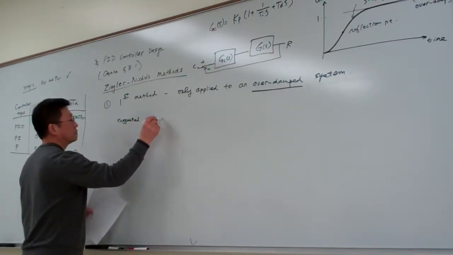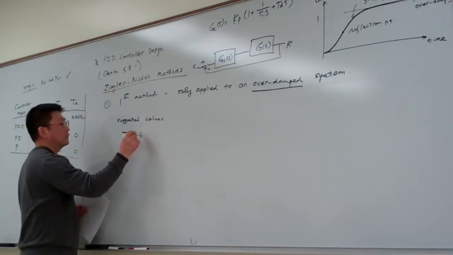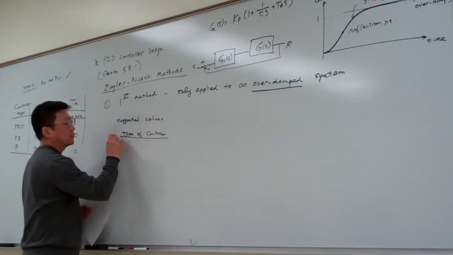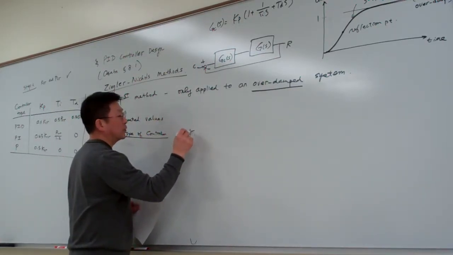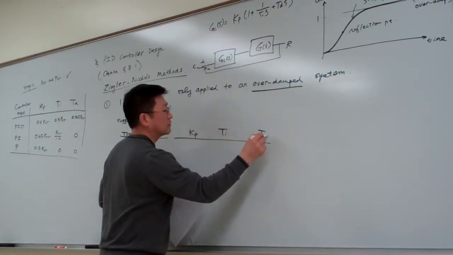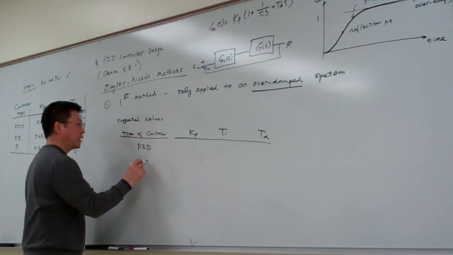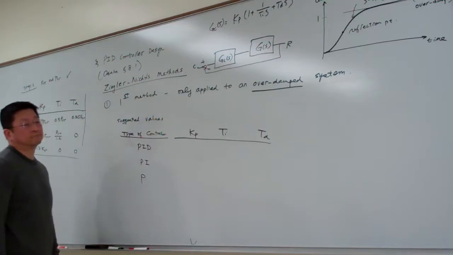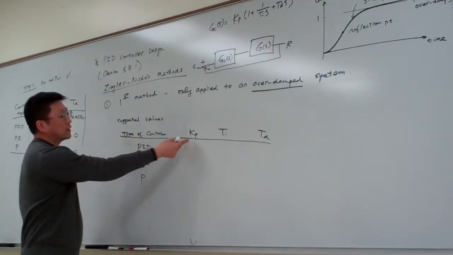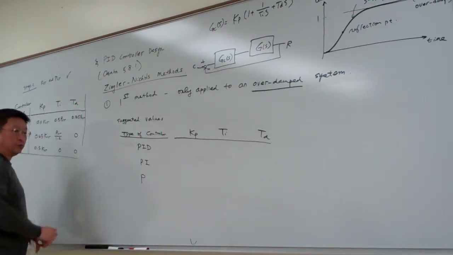Under these situations, this approach suggests values for the type of the controllers, and we suggest the Kp value, Ti and Td. So the same thing, we have a PID, PI and P controller. That's the suggested value based upon two parameters.